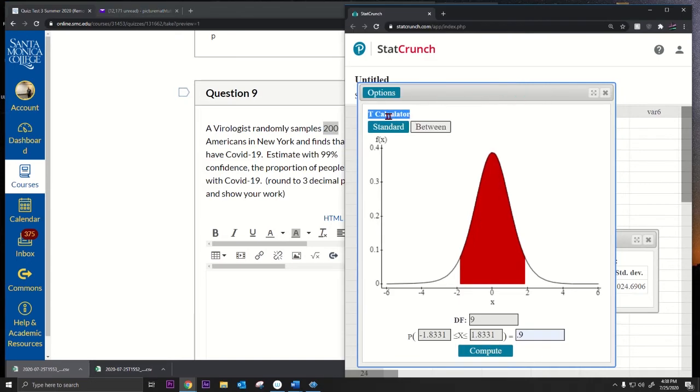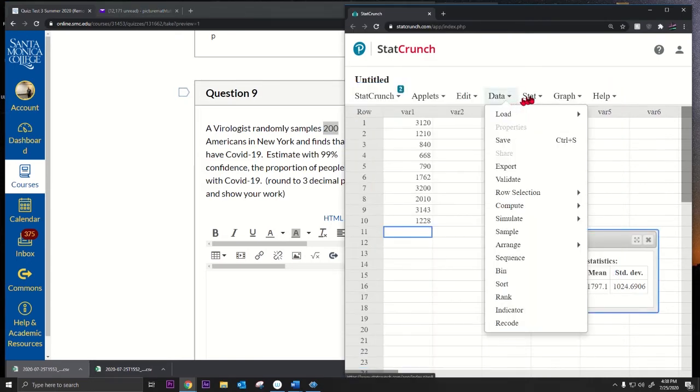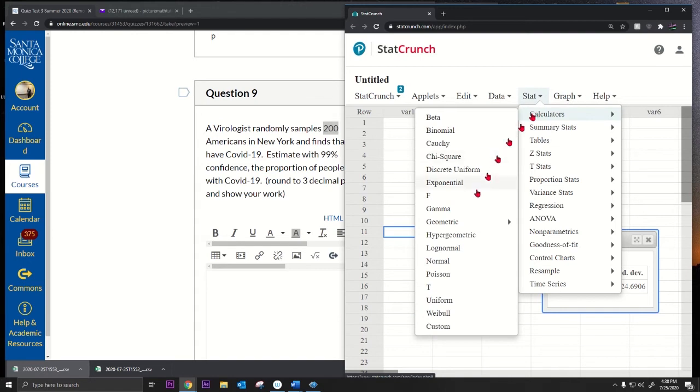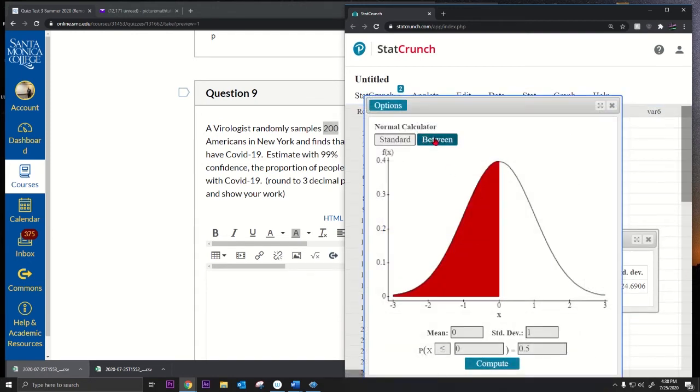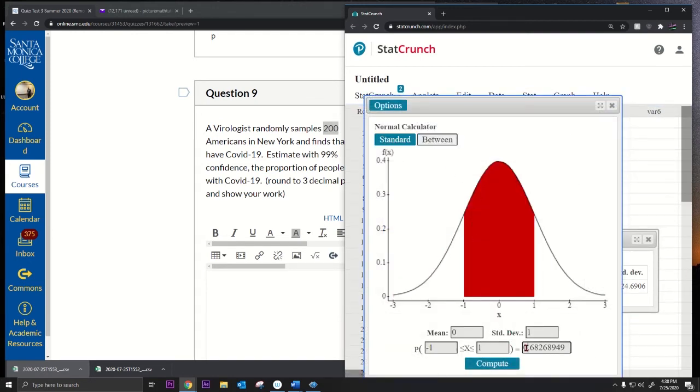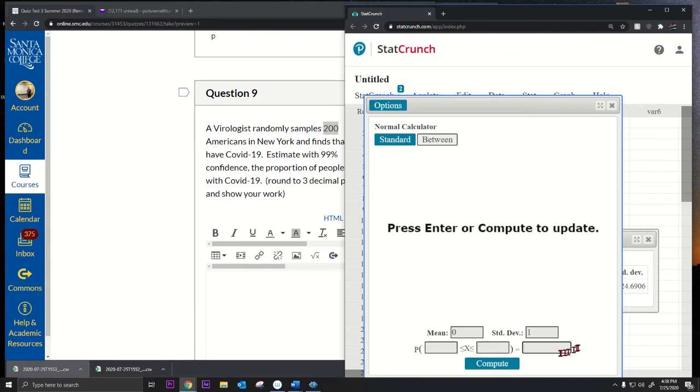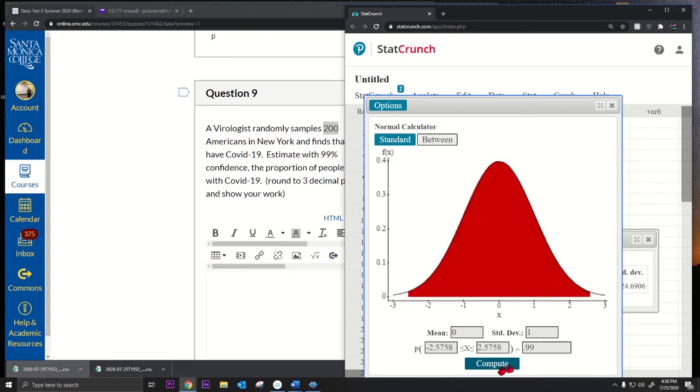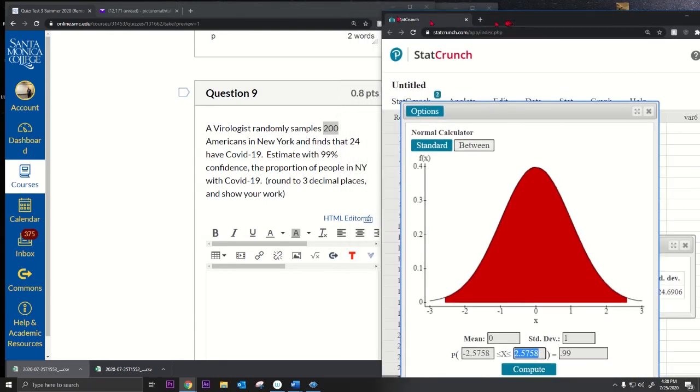So I can get rid of this t-calculator, grab a stat calculator, get a normal calculator, press between, and then just get rid of this and put, let's see, 0.99. This is a 99% confidence interval, so 2.57. There's your critical value. Okay, so you're gonna need to remember formulas.